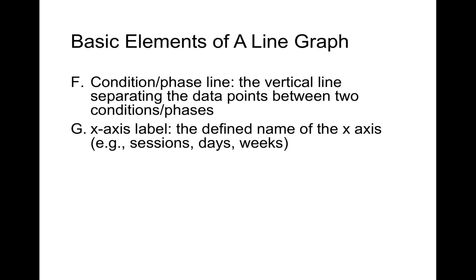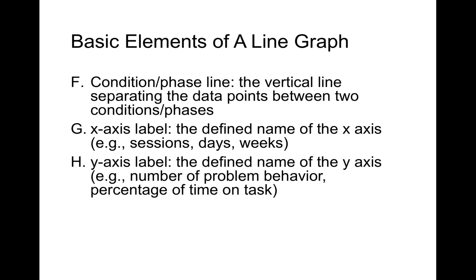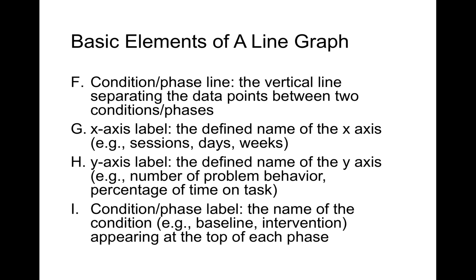The x-axis label is the defined name of the x-axis, for example, sessions, days, or weeks. The y-axis label is the defined name of the y-axis, for example, the number of problem behavior or the percentage of time on task. The condition phase label is the name of the condition, for example, baseline or intervention, and it typically appears at the top of each phase.